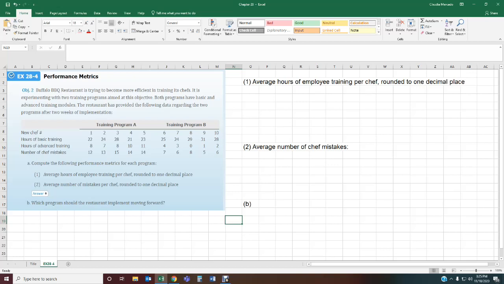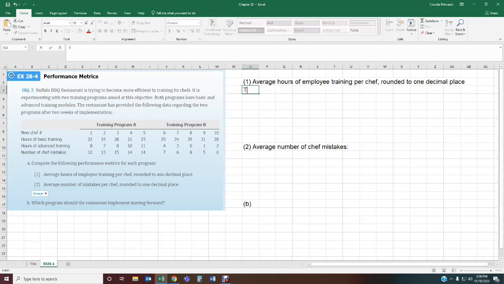So we have Training Program A and Training Program B. We have the number of chefs, the number of basic training, the number of advanced training, and the number of chef mistakes made for each of the two programs. The first requirement is we are being asked to compute the following performance metrics for each program. The first metric we have to do is the average hours of employee training per chef, rounded to 1 decimal place. And they're asking this for both programs.